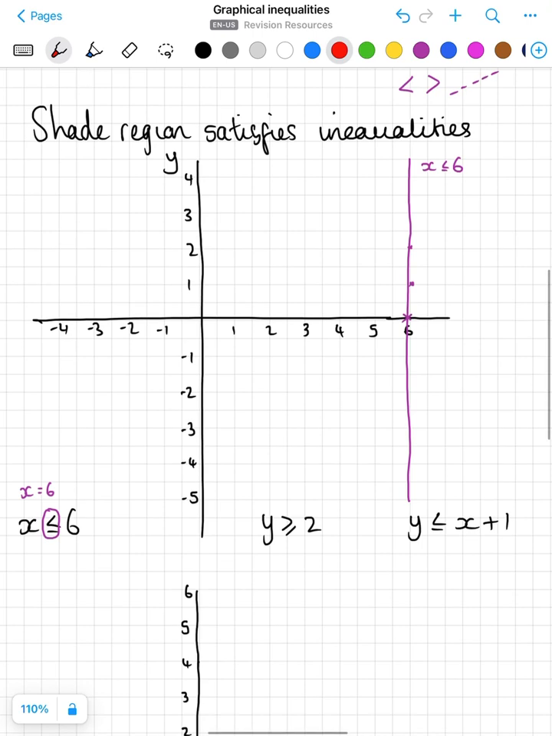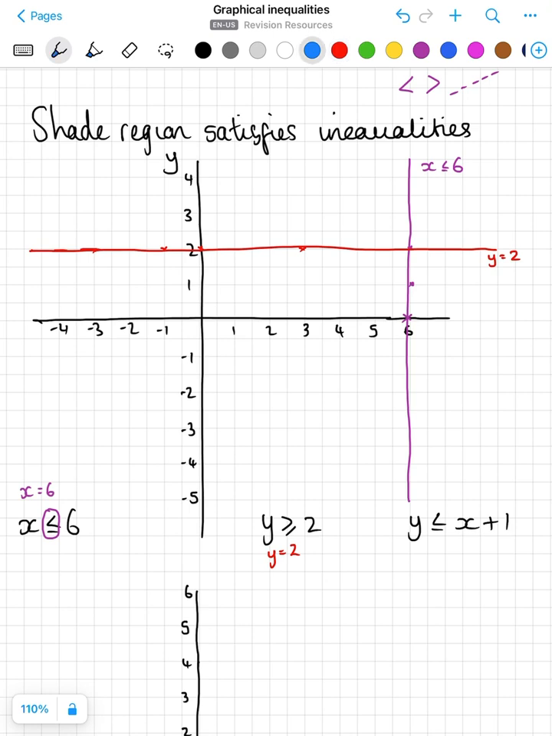Similarly, the line of y equals 2, that's where the y coordinate is always 2. So we head to the y-axis, minus 1, 2, minus 3, 2, 3, 2. So the y coordinate is always 2. And we go in with a solid line because it's or equal to. So that red line is the line of y equals 2.